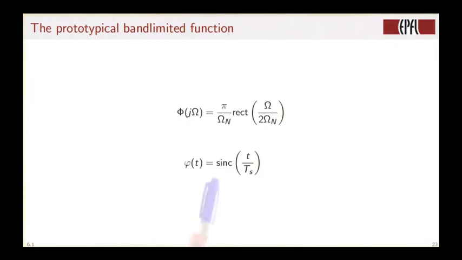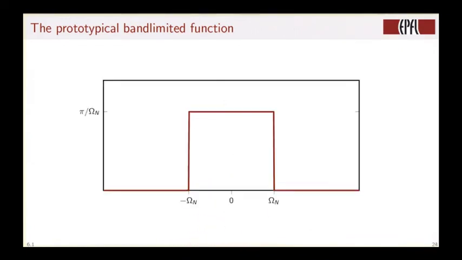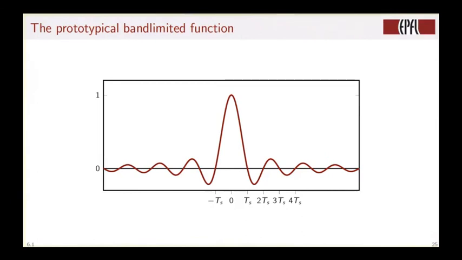So now we have this prototypical bandlimited function. On the one hand, capital phi is the rect function, and phi(t) is the sinc function of t over Ts. We see it now in normalized fashion, so it's a box function from minus capital omega to capital omega. The height is pi over capital omega. Its time domain function phi(t) has a maximum at the origin equal to 1, and it has 0 crossings at multiples of Ts.